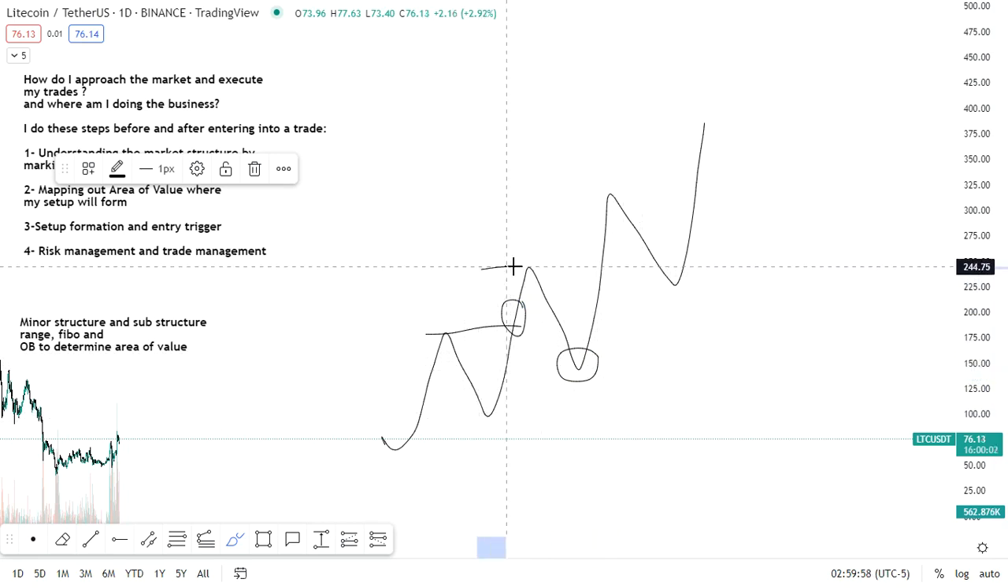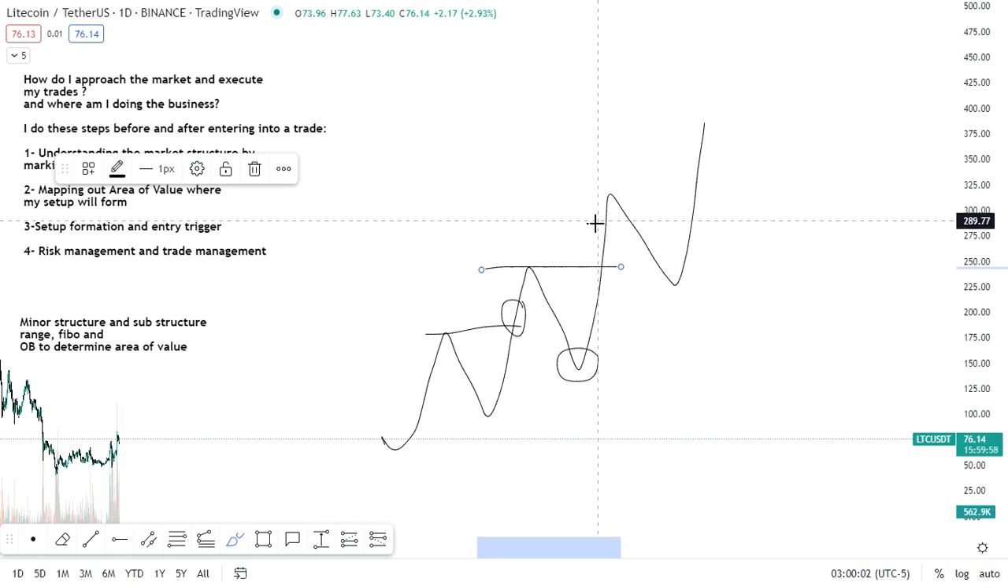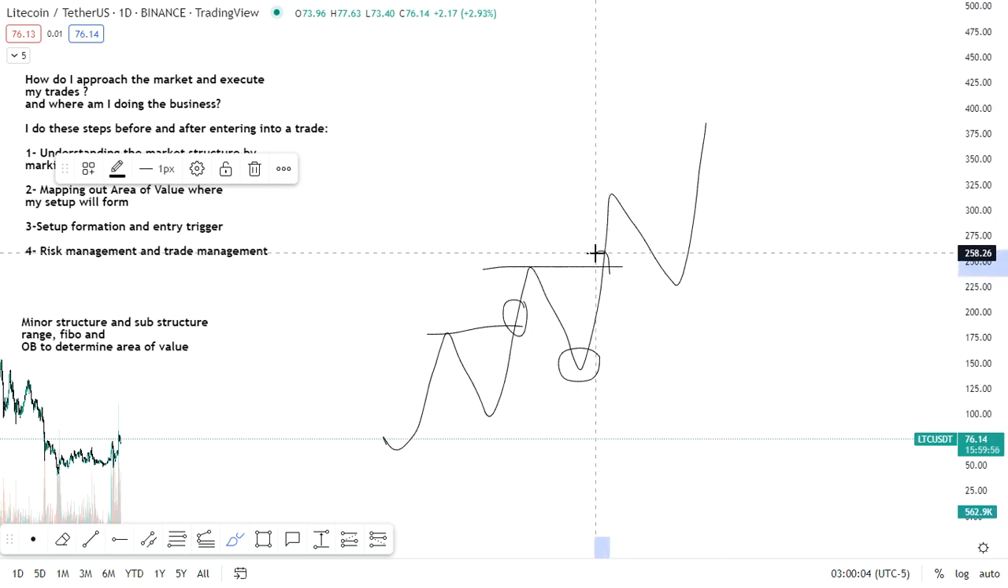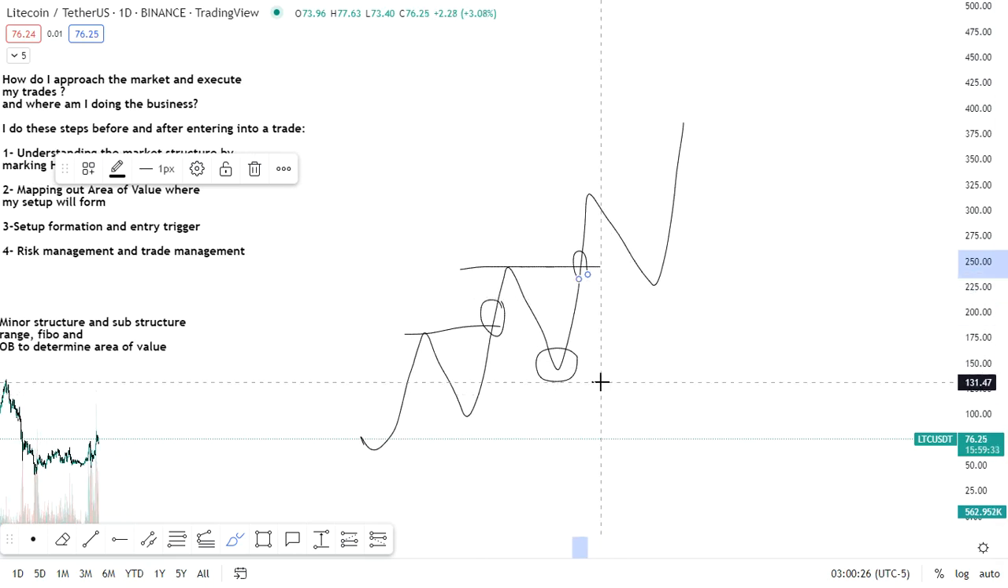Again, it breaks the previous high by making a higher high and closing a daily or weekly candle above it and making a higher low. So this is how you basically determine the market structure, by seeing if the market has broken the previous high to the upside and made a higher low, and if the market keeps making these higher highs and higher lows, so you can understand that the market is bullish.